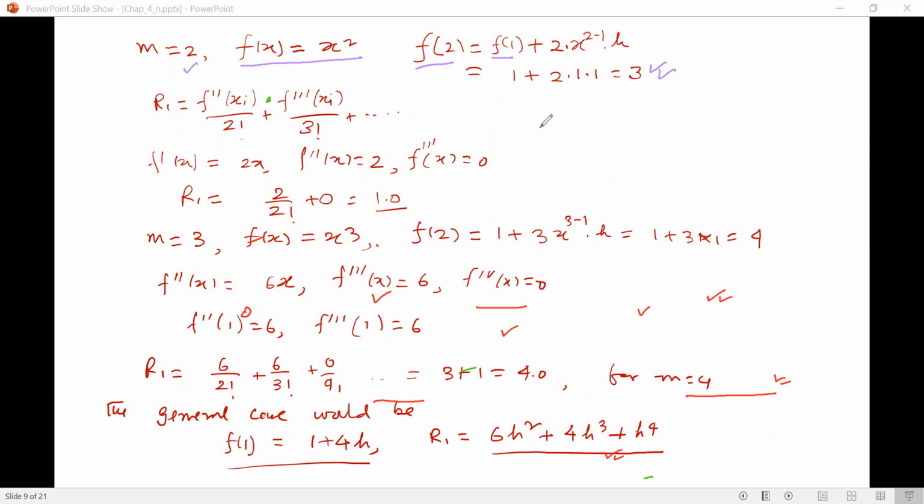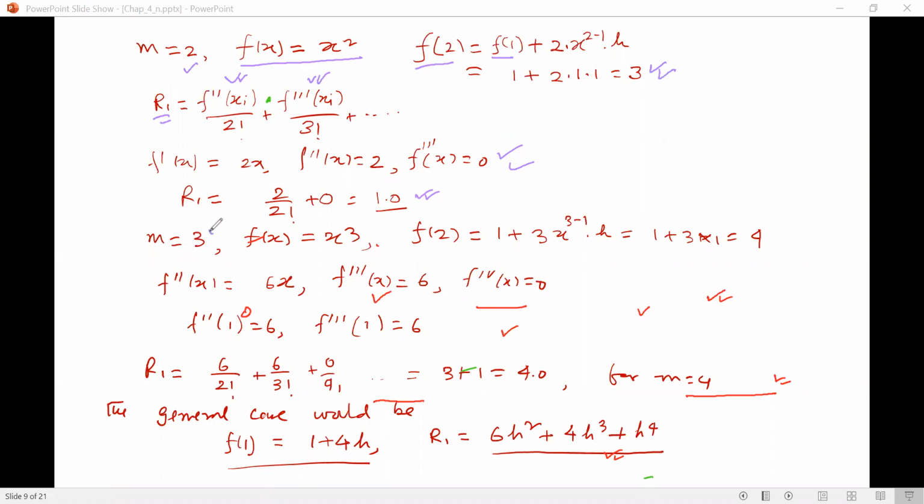Now you have to calculate your remainder R1. You see that R1 will involve two derivatives. One is the second derivative, another is your third derivative. Your second derivative will exist, but the third derivative will be equal to 0. So your remainder term will be equal to 1. So in this approximation, you see that you are having a truncation error equal to 1 in terms of absolute error, but you can easily calculate the percentage.